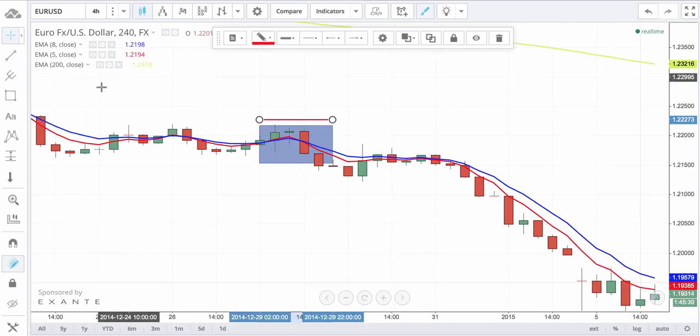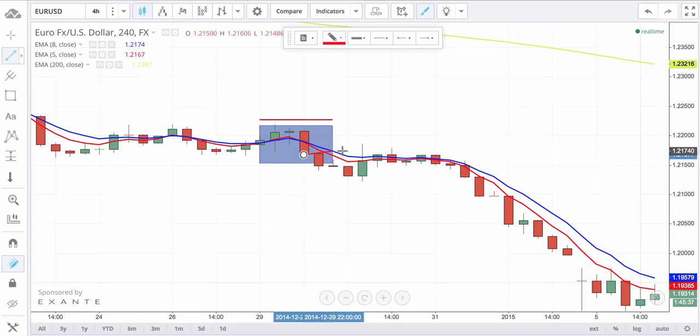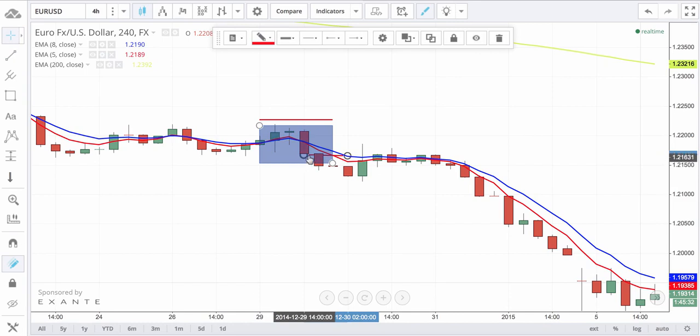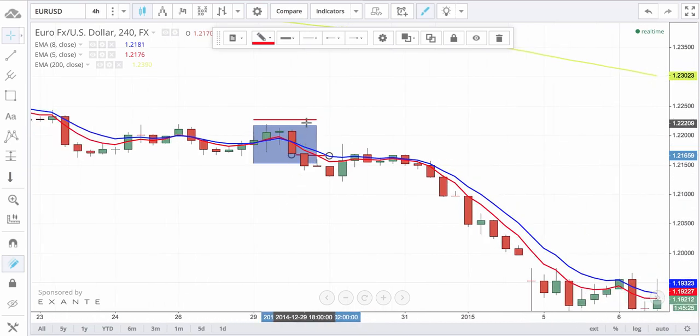So this is basically my entry. I'm going to mark it with another line so you can see easily where my entry is. It's this level here on the close of this red candle, and what I'm risking from my entry to the stop, my stop is on the level of 1.2025, and my entry is on the level of 1.2167. So it's more or less 60 pips that I'm risking.